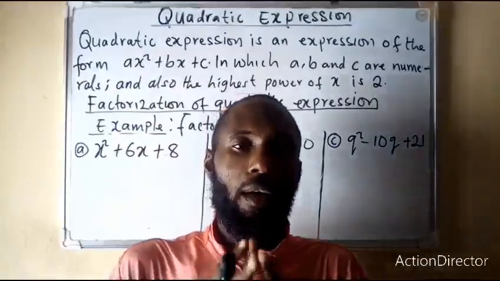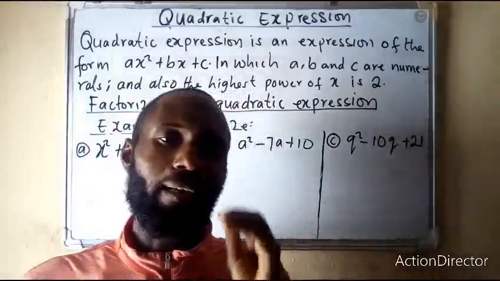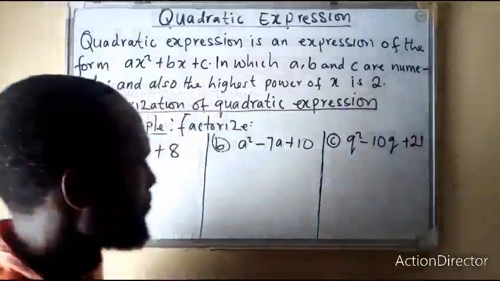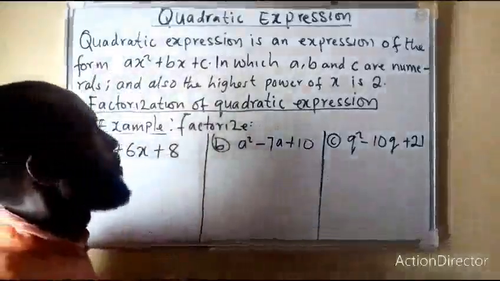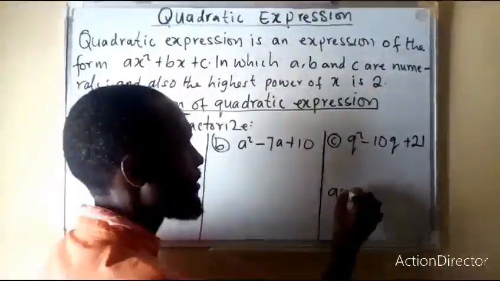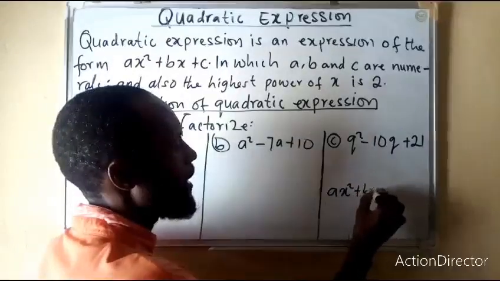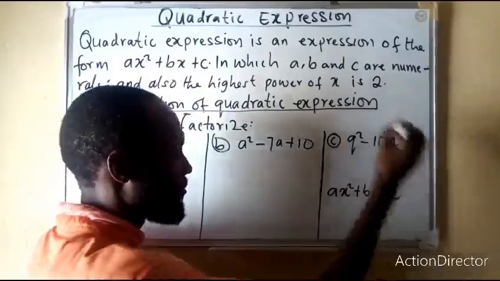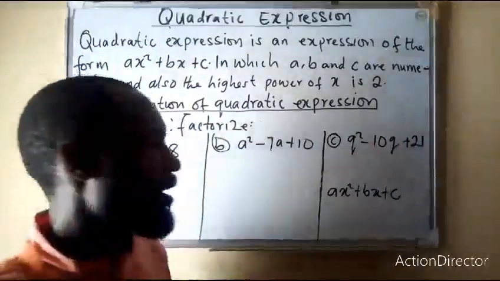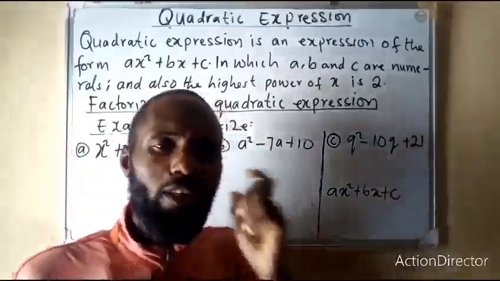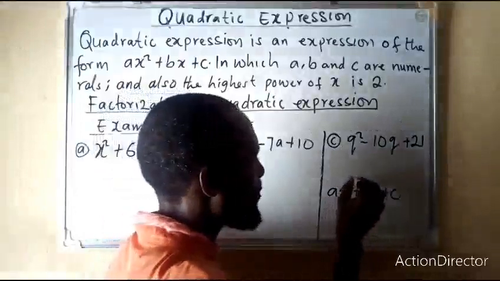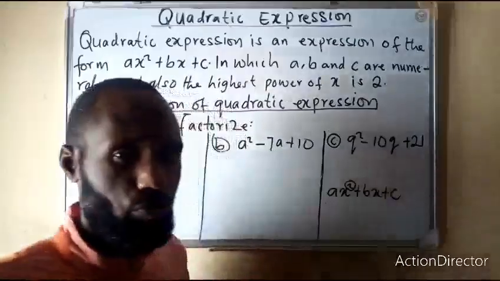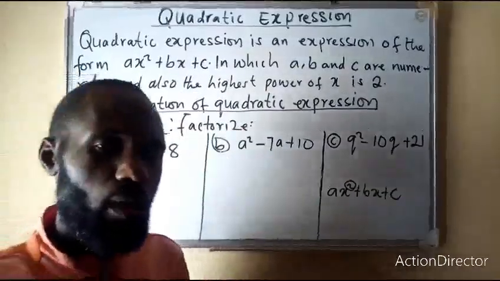Quadratic expression is an expression of the form ax squared plus bx plus c. This is what we call a quadratic expression, in which the highest power of x is 2. When you see that the highest power is 2, we call it a quadratic expression.